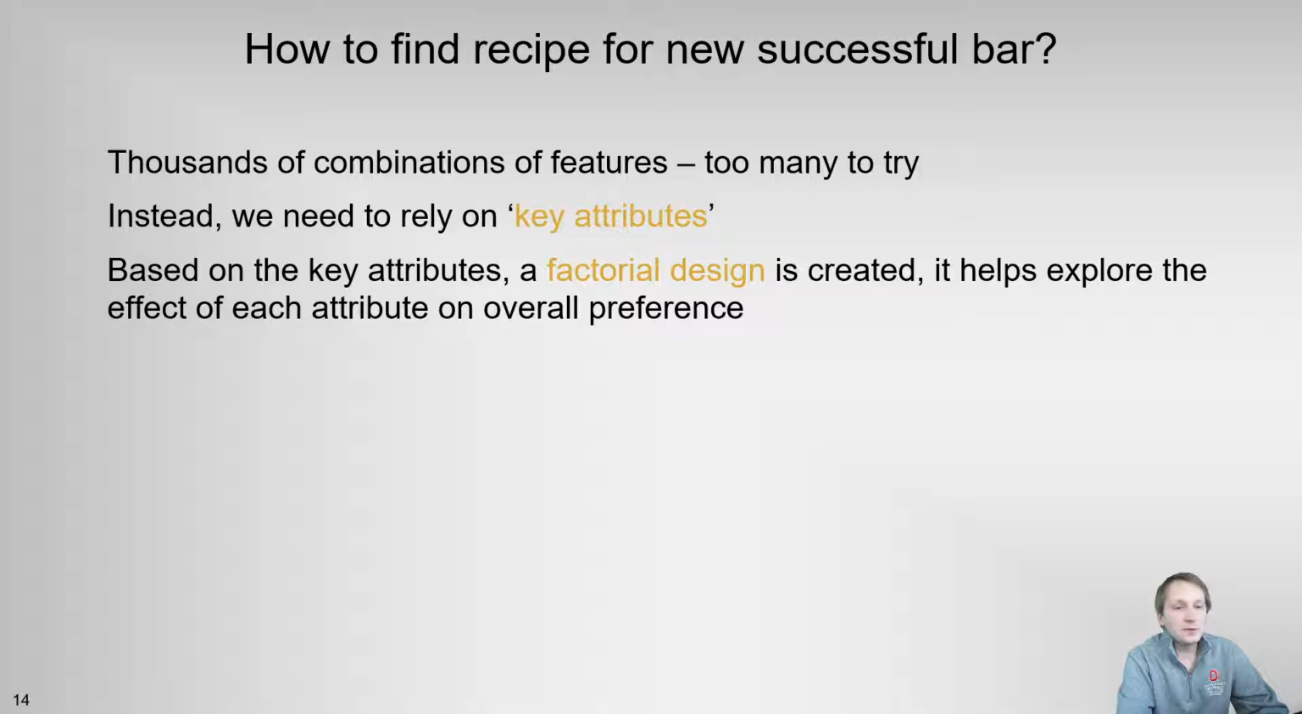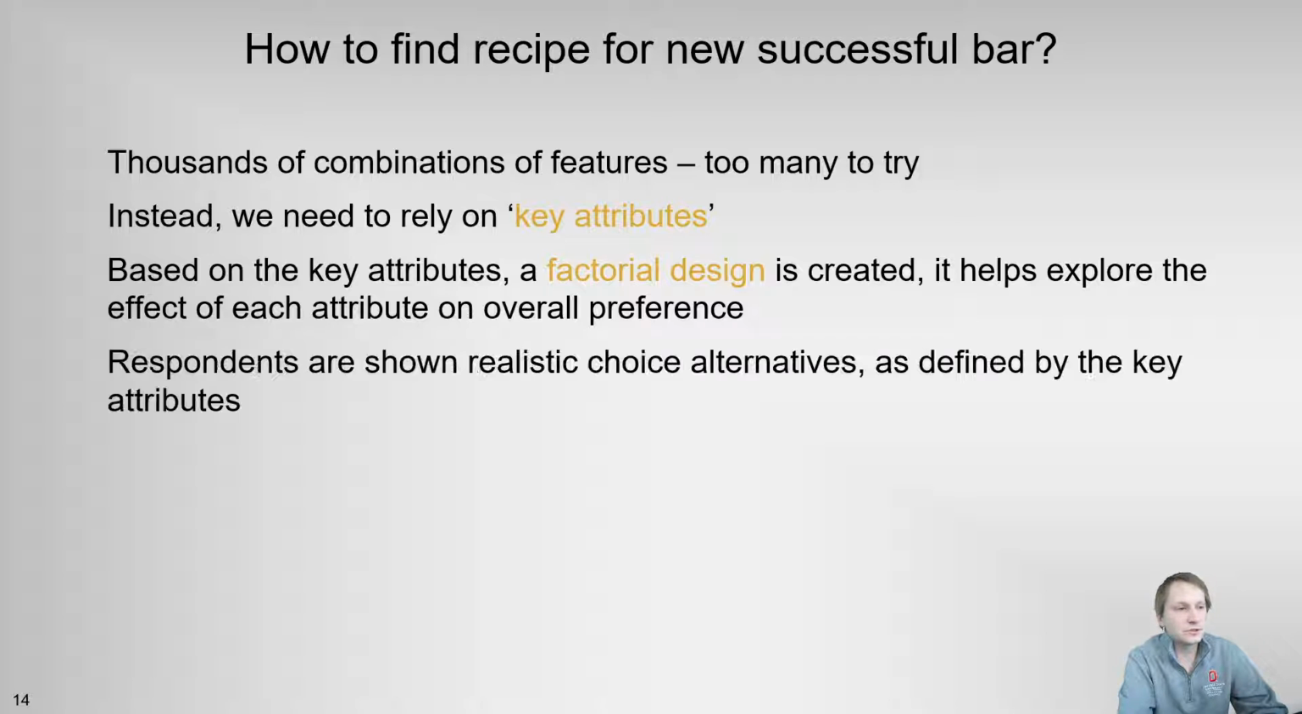So you can create what's called a factorial design that helps you explore the effect of each attribute on preference. So you can then know how different nuts or different fillings actually affect preference for a chocolate bar. And then respondents are shown realistic choice alternatives as defined by these key attributes, and you're systematically exploring the contribution of each of those ingredients to the overall preference.